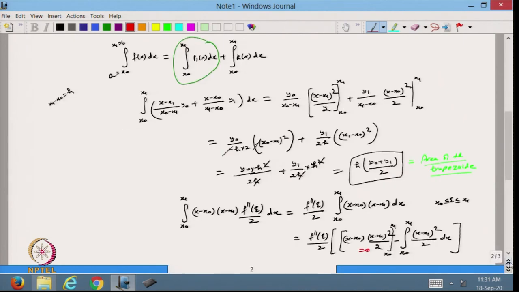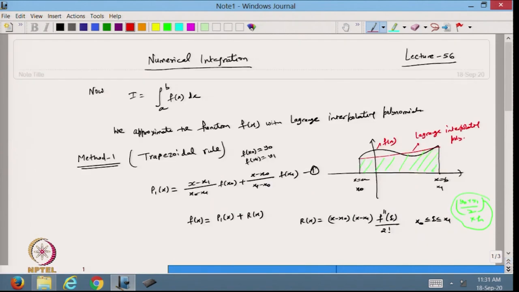Now, what is happening in this case? In the previous one, the whole function is approximated with a linear interpolating polynomial, and we are able to find the solution. But if you see from here, the error is quite large. This is the error we have introduced. So, the error is very large in this case.